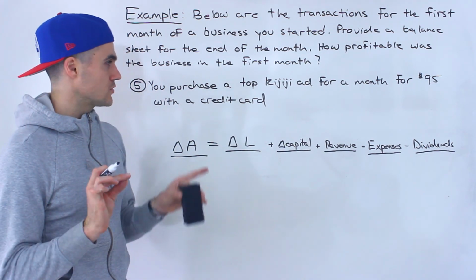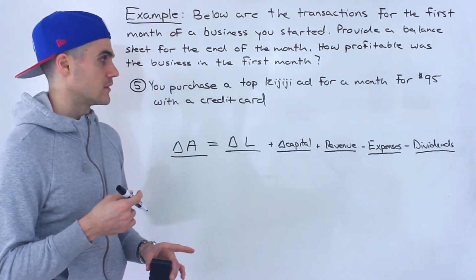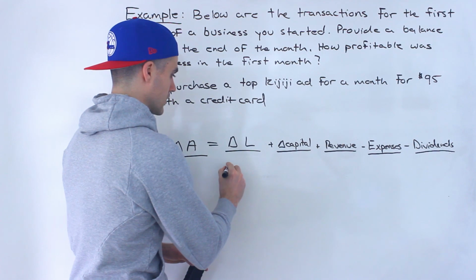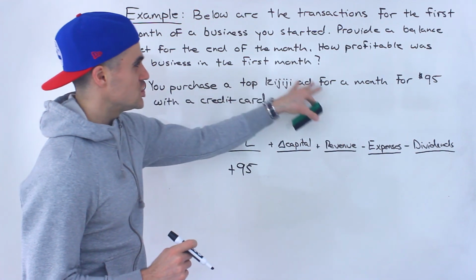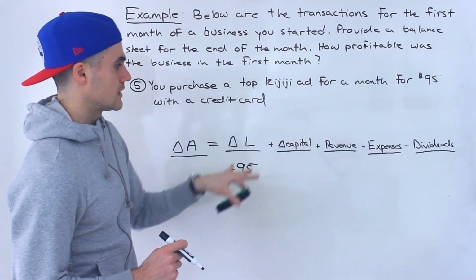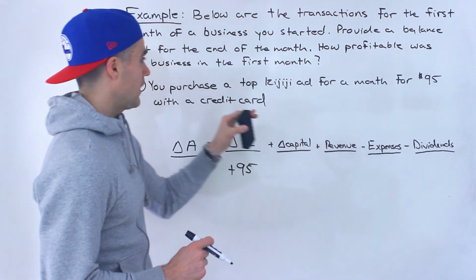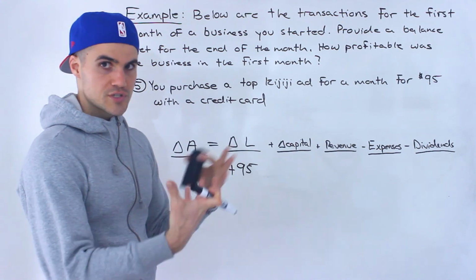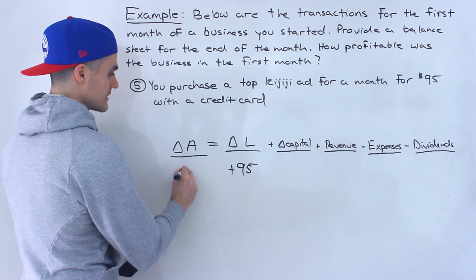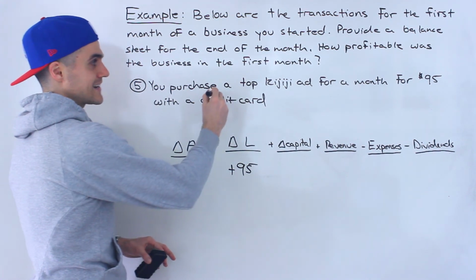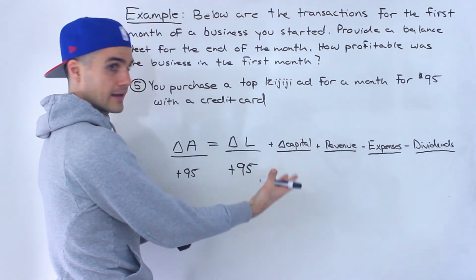So this one's a little tricky. So you purchase a top Kijiji ad for a month for $95 with a credit card. So again, with a credit card, we know our liabilities are going up by $95. Question is, this Kijiji ad, when you purchase it, is that going to be an asset or is it going to be an expense? Well, when you first purchase it, it's not being used yet. It's not being consumed. So this would actually be classified as an asset. And then once it expires after a month, at the end of the month, then you can expense it.